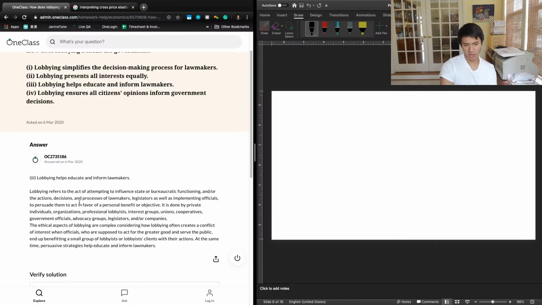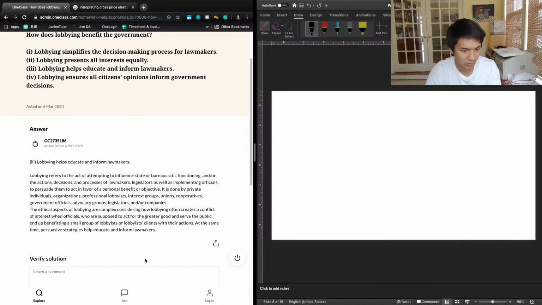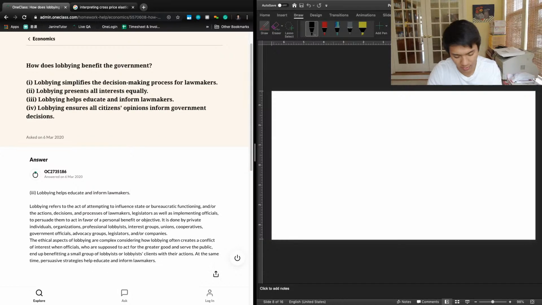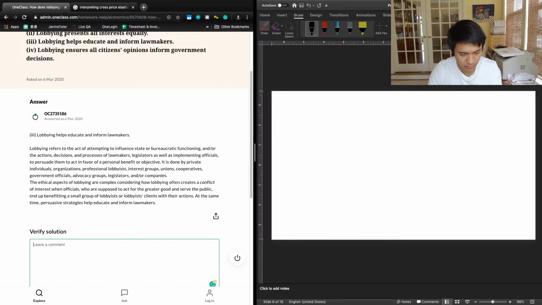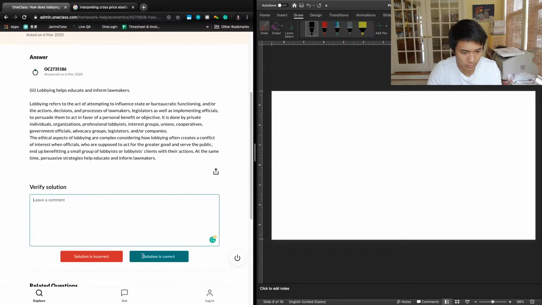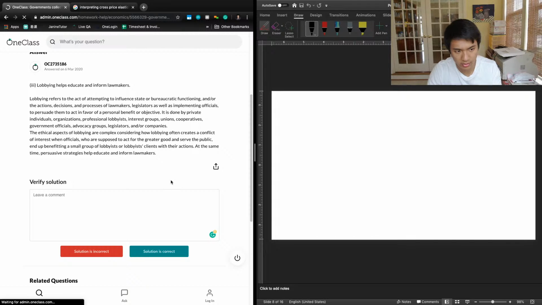The initial definition, I just want to be clear, it's not like they're bribing anybody, right? They're just offering information and trying to build personal relationships and present their sides on certain issues that would favor their clients, right? So that's going to be the major function that lobbyists are trying to serve. But yes, this is correct. And so I would mark that as correct.